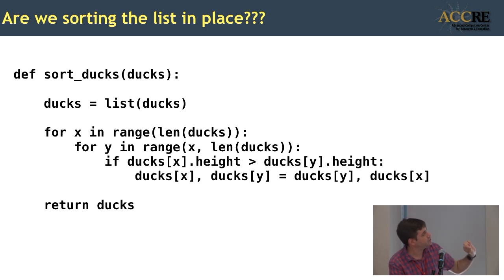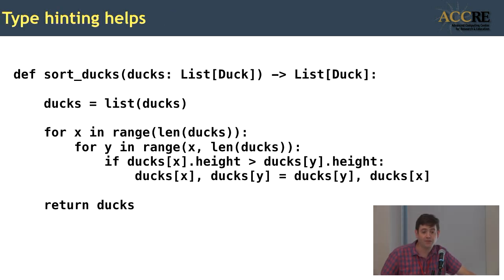I know some languages have a convention where you use an exclamation point if something is going to modify what's going in. We can't really do that in Python. If you have type hinting, this helps a little bit. If you've enabled type hinting with MyPy, then you could say that we're specifically taking a list of ducks and returning a list of ducks. That probably means we're making a new one, but you can't really be sure, because some people like to do method chaining and will return the input value as a convenience so you can chain more method calls.